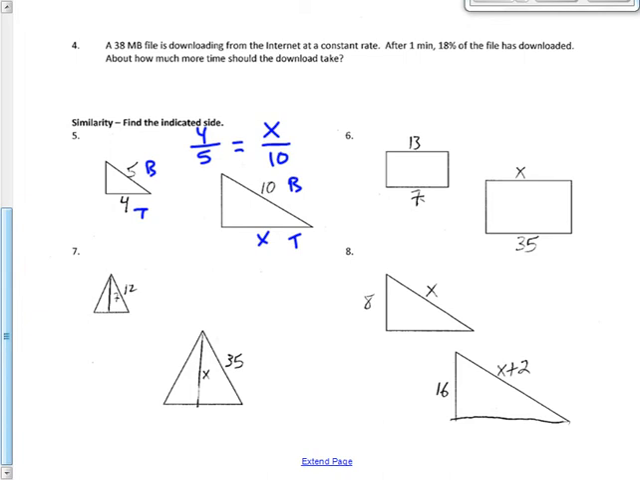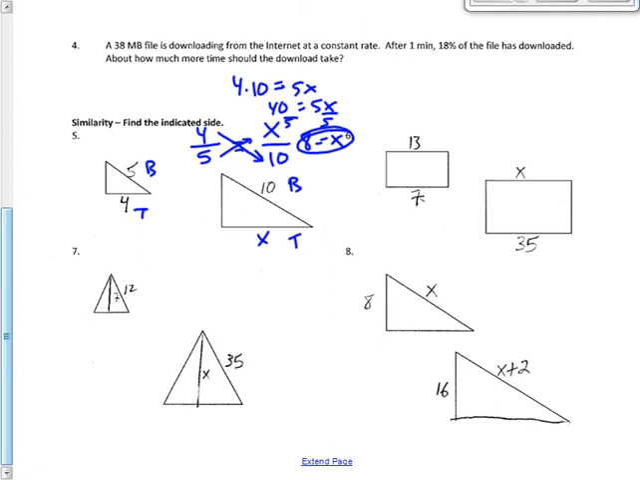Okay? But ultimately, you can use cross multiplying in here, so I get 4 times 10 is equal to 5 times x. So 40 equals 5x, divide by 5, and x is equal to 8. Okay, so I end up with x equals 8 either way, and it doesn't really matter.